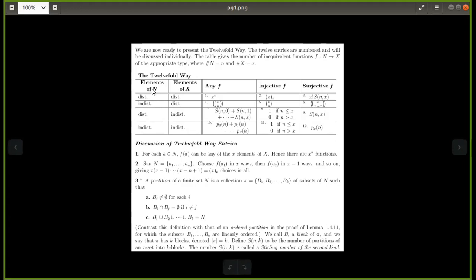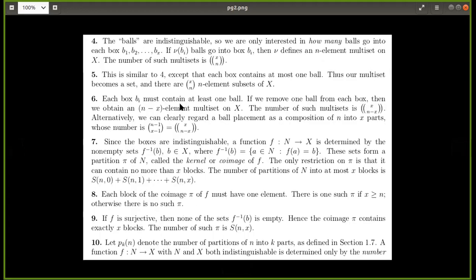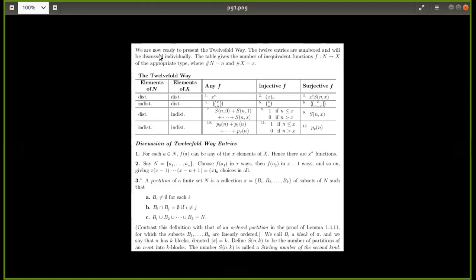So fourth is: elements of n are non-distinguishable, elements of X are distinguishable. Okay. So remember, elements of n we said were balls and elements of X were boxes. So balls are indistinguishable. So we are only interested in how many balls go into each box b1, b2, bx. Right? Fourth is the one which corresponds to any f. There is no restriction on the function f.